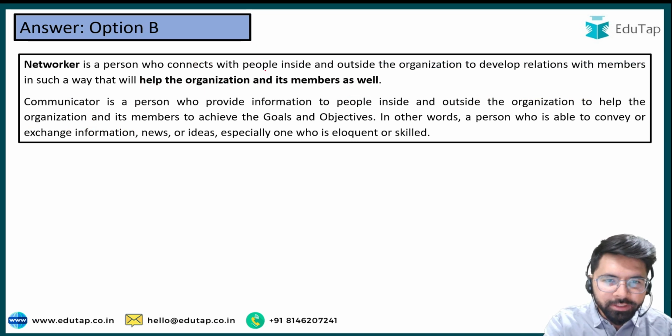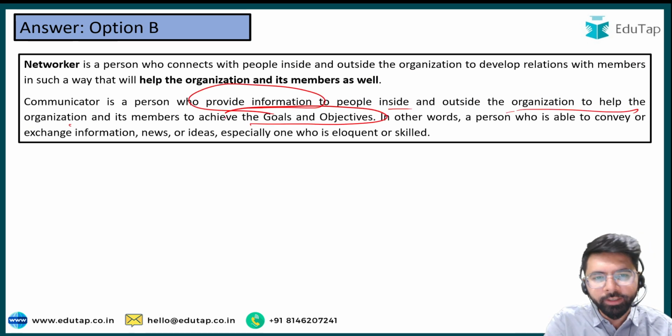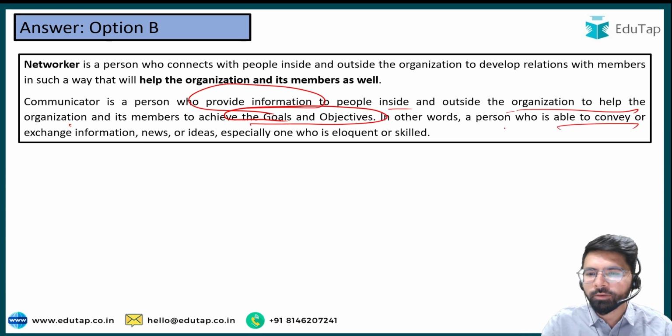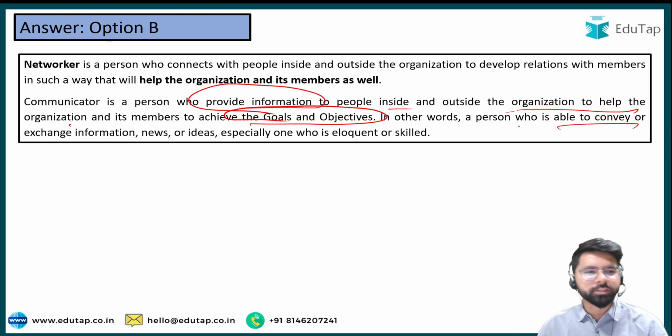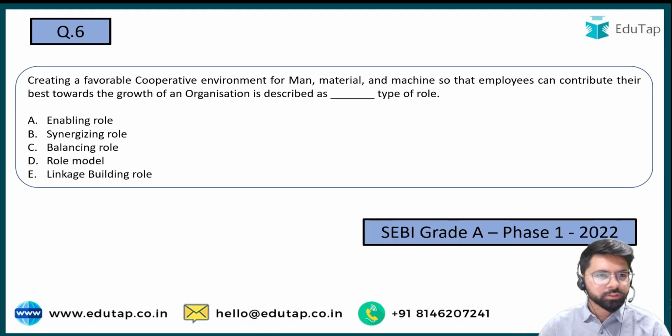So a networker is a person who connects, this is the same question. A communicator is a person who provides information to the people inside and outside the organization to help the organization's members to achieve the goals and objectives, in other words, a person who is able to convey or exchange information. You can go through that. So friends, I hope you understand the word networker through this question.